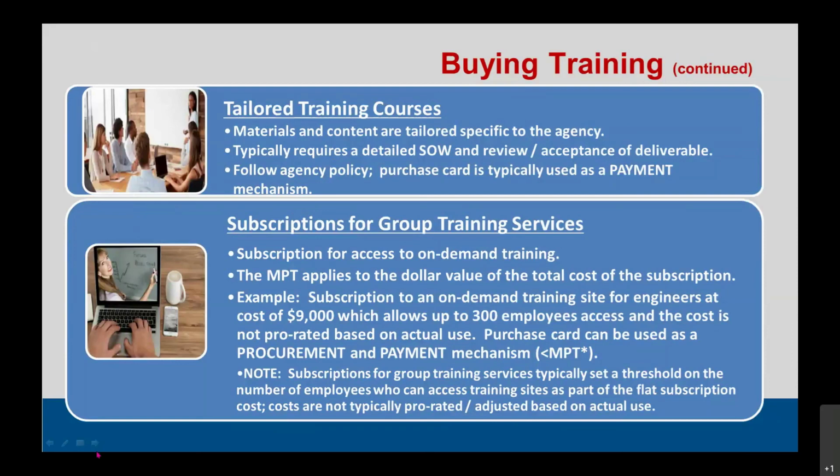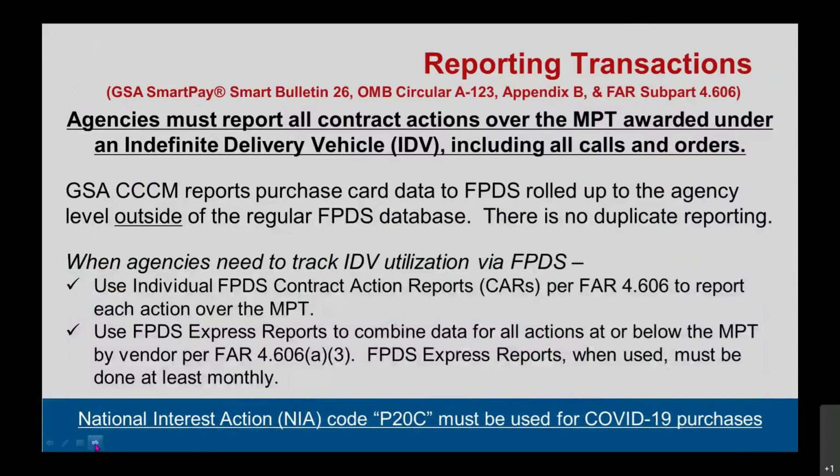When it comes to reporting on your transactions, if you're an agency that's required to report to the Federal Procurement Data System, or FPDS, as a minimum, you must report all contract actions over the micro purchase threshold awarded under an indefinite delivery contract vehicle, to include calls and orders against existing contracts. Now, the reason I bring this up is because we can use the card to place orders over the micro purchase threshold, and so that's why we talk about this reporting.